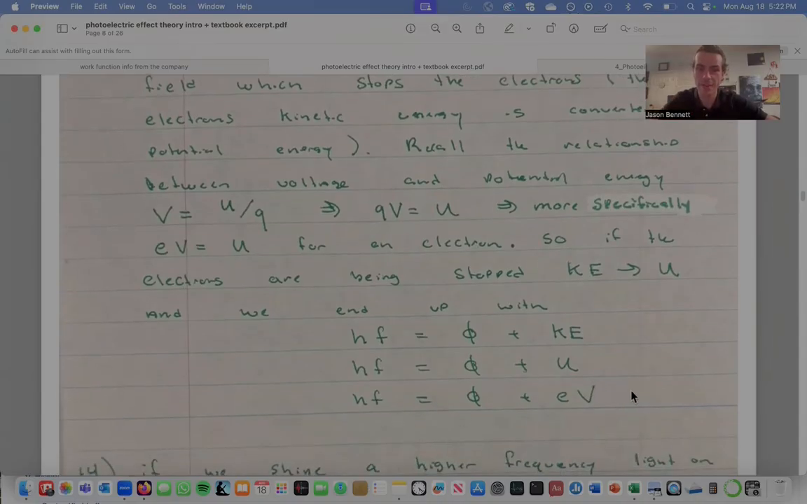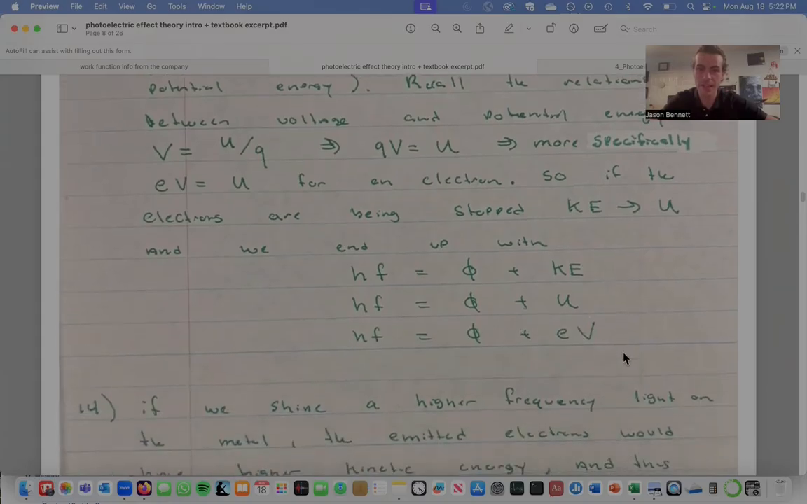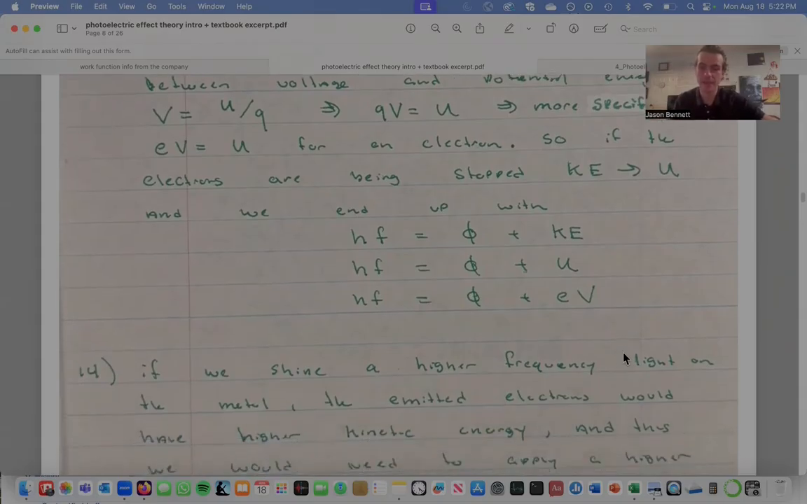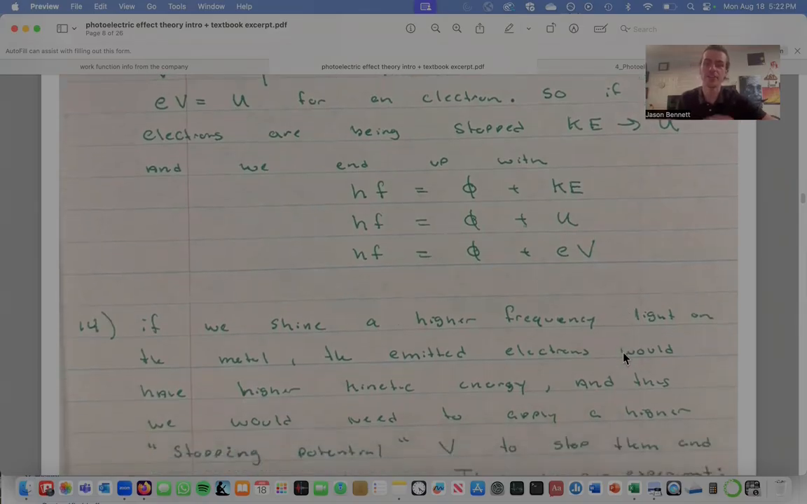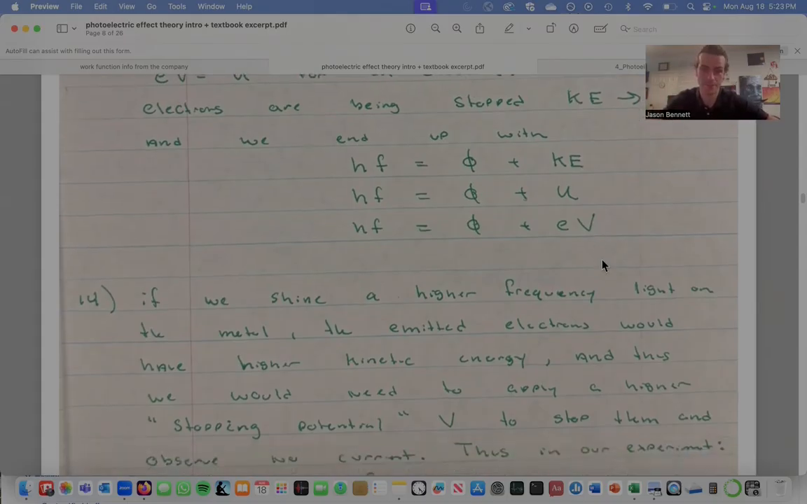So now that we have some kind of situation here, what we're going to see is that if we shine a higher frequency on the metal, then the electrons are going to have higher kinetic energy. If we increase the initial energy, then the final energy is going to be bigger as well. So we would need to have a higher stopping potential. That's the word for this in terms of the photoelectric effect experiment. You call this voltage the stopping potential because it's effectively stopping your electrons so that you don't measure them.